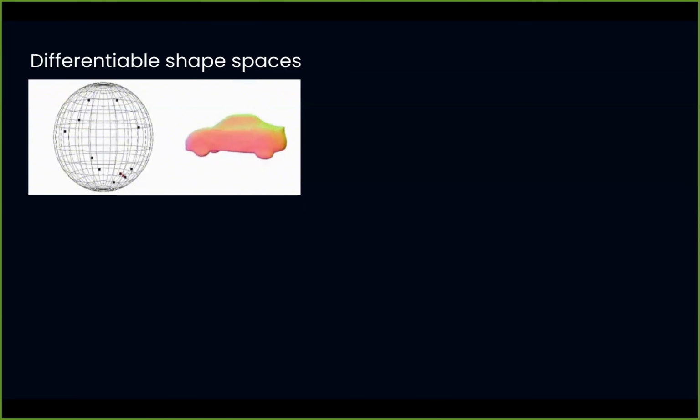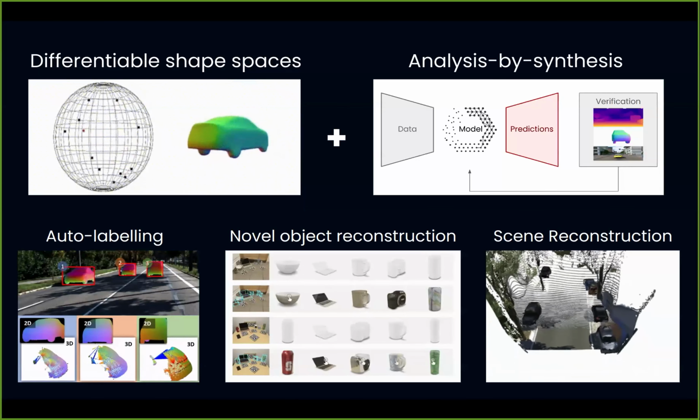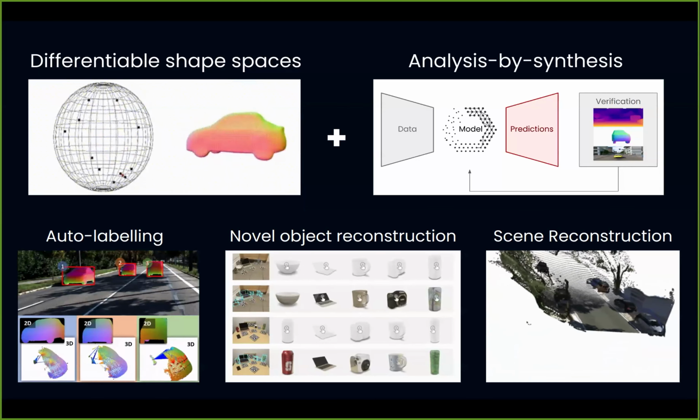And so we applied these learned latent object spaces to a few different applications. So we looked at auto labeling in outdoor environments, as shown on the left.